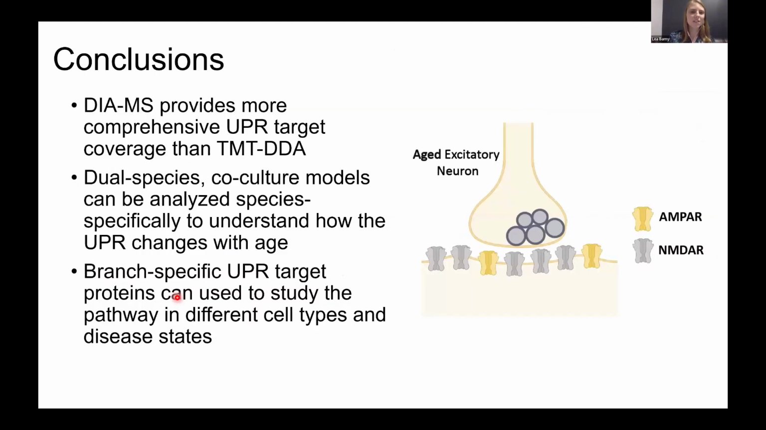So in conclusion, we discussed that DIA provides more comprehensive UPR target coverage. The dual species co-culture model can be used to understand how the UPR changes with age. Branch-specific UPR target proteins can also be utilized to study different cell types and disease states.